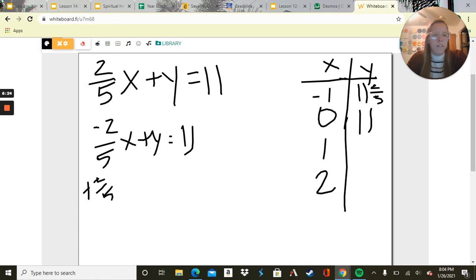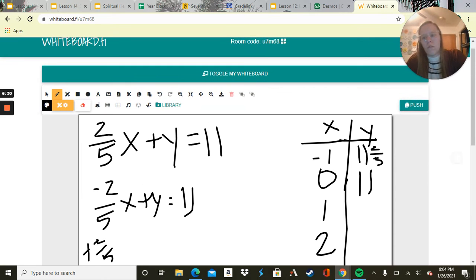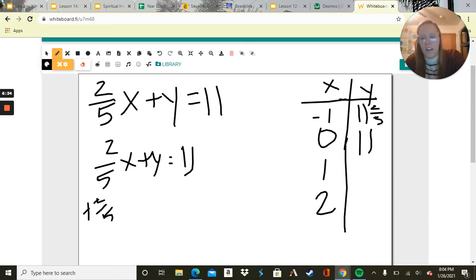1 is going to be the opposite of this. Well, not the opposite exactly. So we won't have this negative, we'll just have a positive. So we'll be subtracting 2/5. So we're going to end up with y equals 10 and 3/5. Okay.